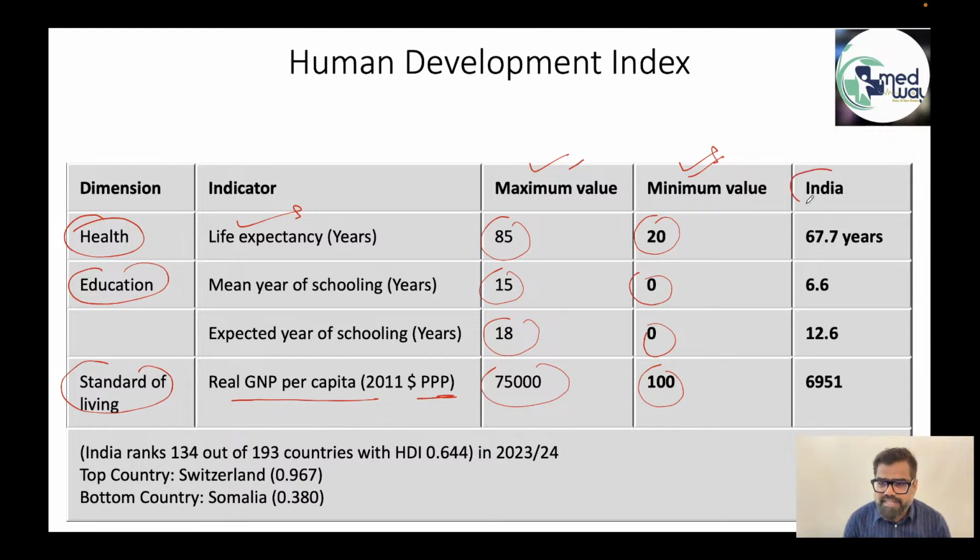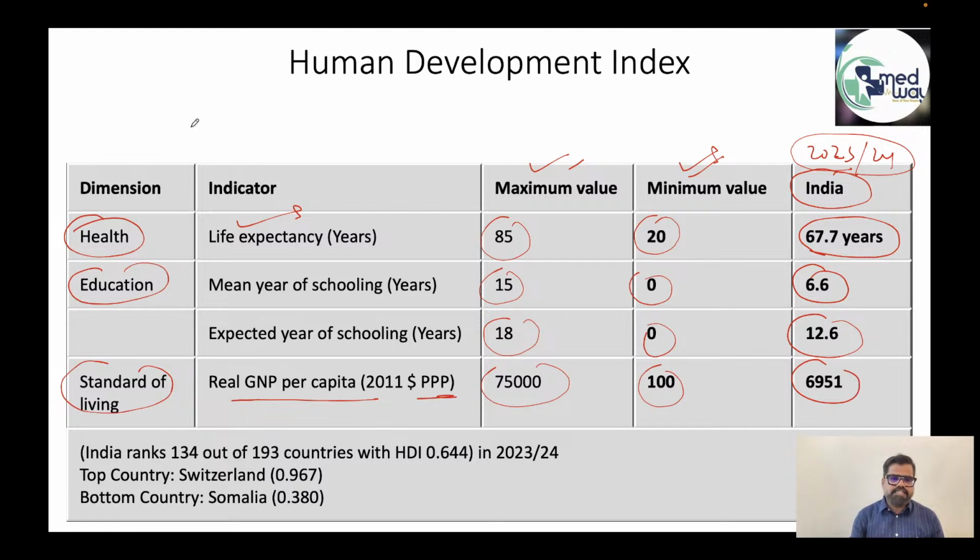Current status of India, please. This is for 2023 and 2024, which is not in the books also. Life expectancy in India, current data we are using, is 67.7. What do you mean by this? On an average in India, people are surviving till 67.7 years. Mean years of schooling, the average in India, is 6.6. Expected years of schooling is 12.6, where maximum is 18. And real GNP of India is 6951.